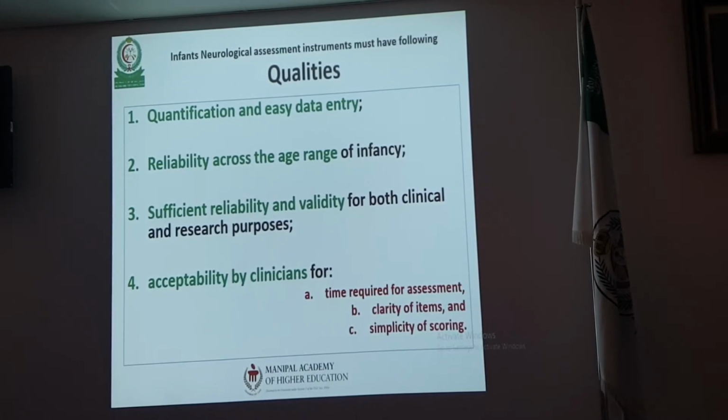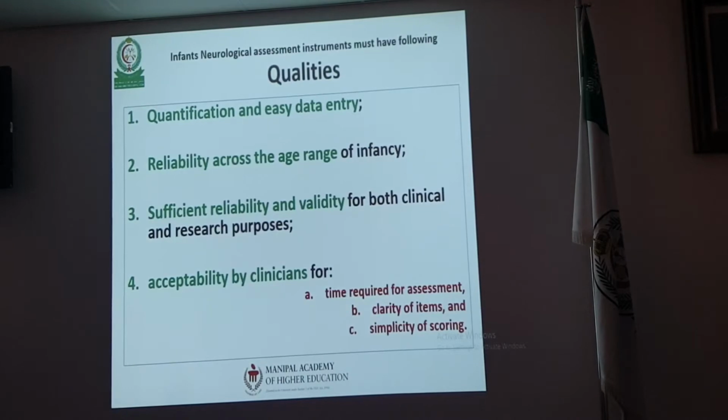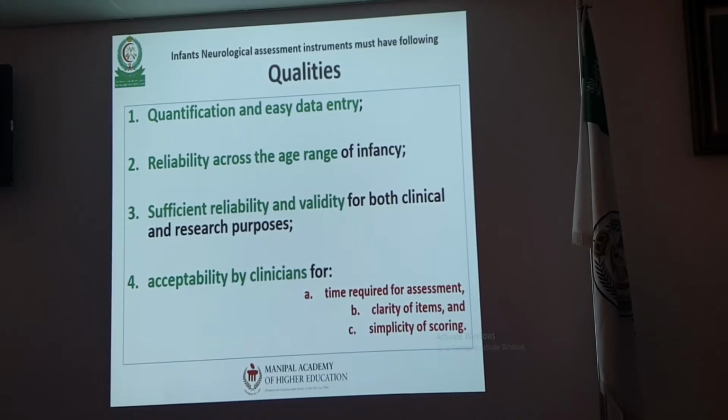This scale gives you that numerical value. That means you can enter the findings as a 1, 3 or 5. Why 1, 3 and 5? We will answer it later. Then it should have reliability across the age range for which it is applicable. That means this scale is applicable from birth to 18 months. Throughout that, it should be reliable.